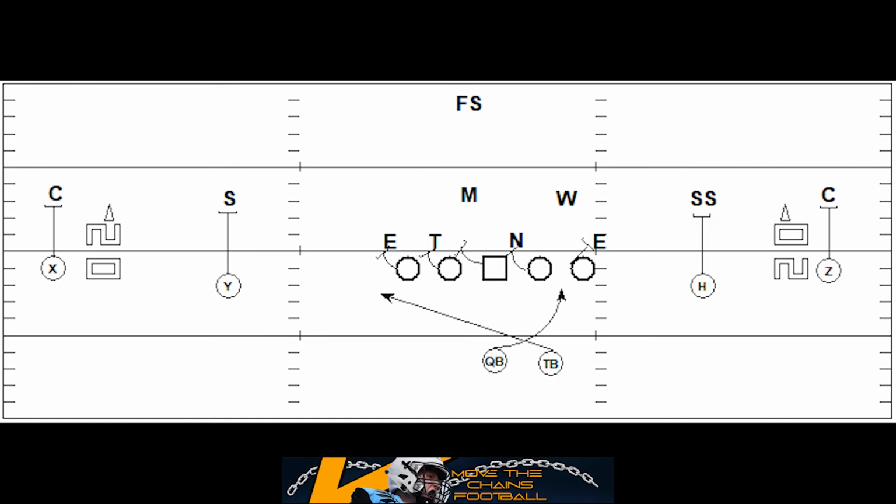So now that we know that the inside zone concept is not that effective as a second level run option, let's have a look at some outside zone examples to see how effective second level run reads can be.